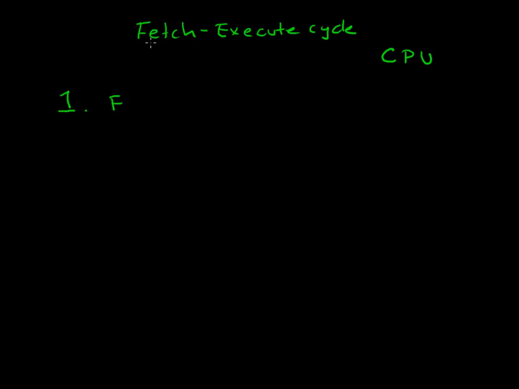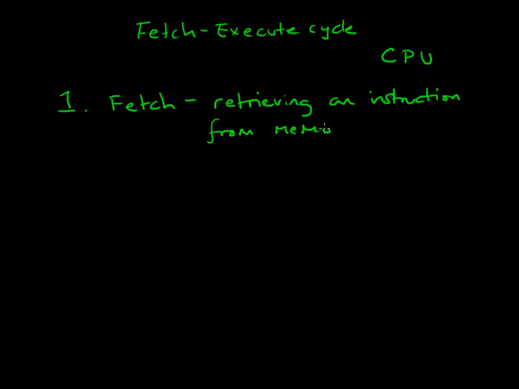The first one, obviously, which the name would suggest, is the fetch step, and what this is doing is retrieving or getting an instruction from memory. So that's RAM. And it's also doing something else. There's a thing inside the CPU which is called a program counter. And this will be incremented, so that means we'll add 1 to it.